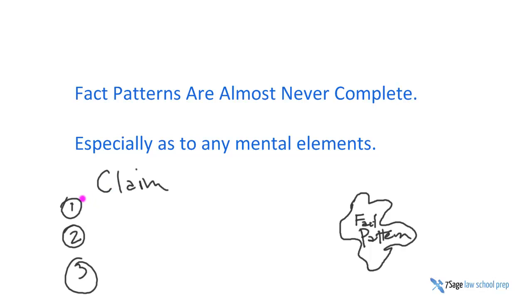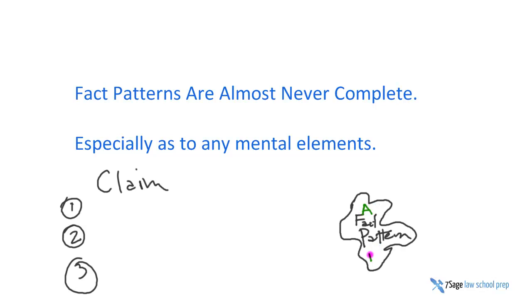So here we have a claim and it has elements 1, 2, and 3. This is an example. This blob is the fact pattern that your professor has given you. Within those borders is the entire text of the fact pattern. Anything outside of that is everything that your professor hasn't said explicitly. Sometimes what happens is something like this.